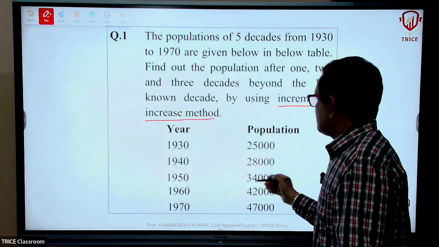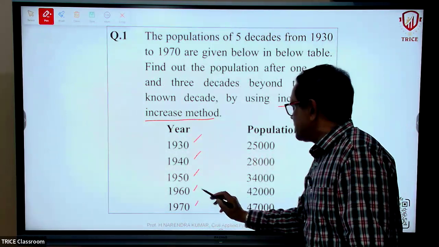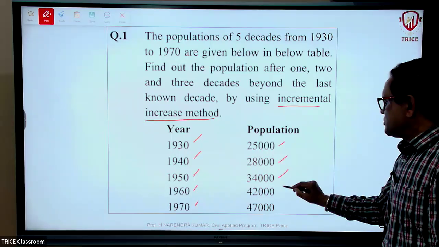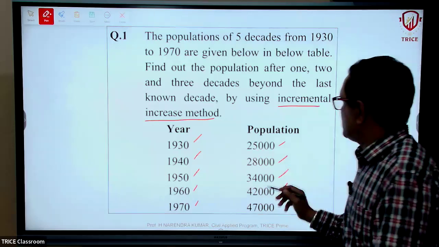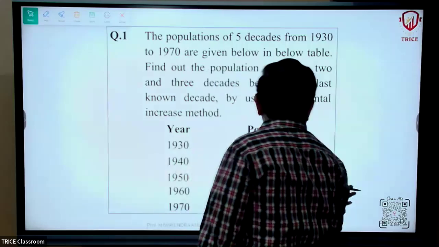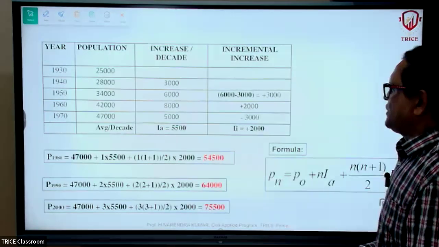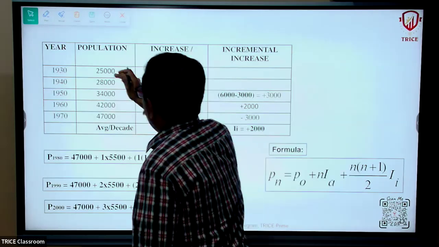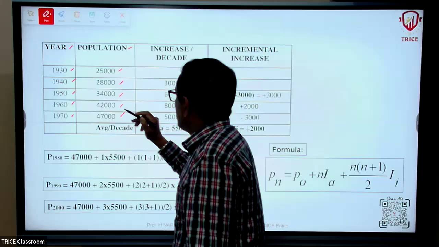So the table is given here: 30, 40, 50, 60, 70. Population accordingly 25,000, 28,000, 34,000, 42,000, 47,000. Okay, this is the data. We need to use what is called the incremental increase method. Okay, so this is the calculation required for incremental increase. So I need to have 4 columns. The first 2 columns, you know that this is year and population. So we need to copy whatever is there in the problem statement: 30, 40, 50, 60 and 70, and accordingly the population.